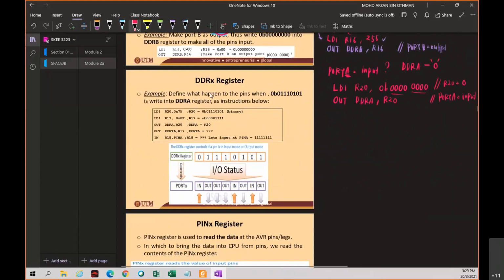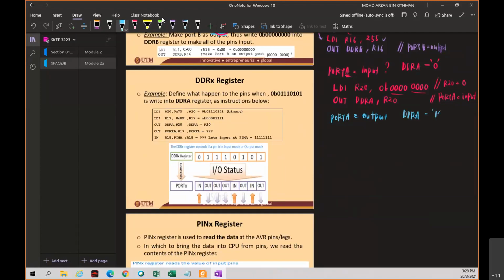Yes, saya. Nak tanya sikit, kalau macam yang tadi tu kita buat port A tu jadi input kan? Let's say kalau kita jadikan port A jadi output pula, jadi macam mana? Port A nak jadikan output? Yep. Okay, so kalau nak jadikan dia output, apa yang value yang kita kena hantar dekat DDR-A? Kena hantar satu lah kan?